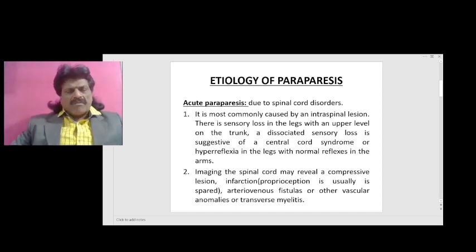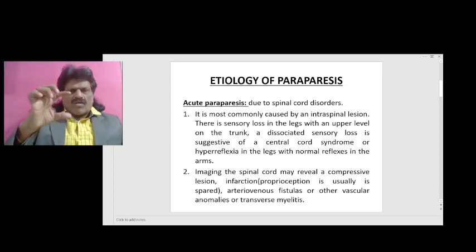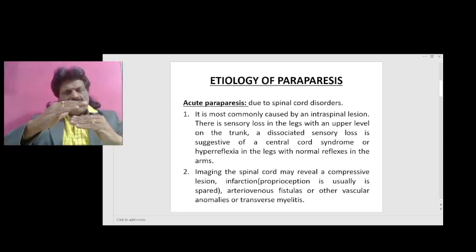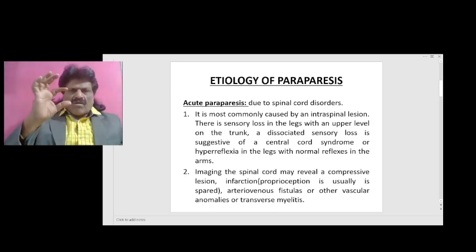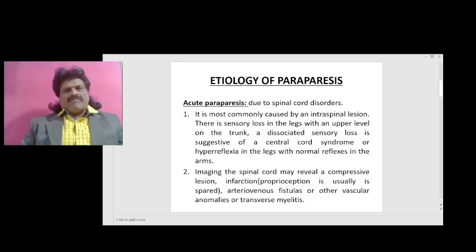So, paraparesis developing suddenly. Acute paraparesis is usually due to spinal cord disorders. It is most commonly caused by an intraspinal lesion. There is a sensory loss in the legs with an upper level on the trunk. A dissociated sensory loss is suggestive of a central cord syndrome because the spinothalamic tract fibers cross and then ascend. So a central cord lesion will affect the crossing spinothalamic tract fibers. So there will be loss of pain and temperature but presence of touch, position, joint and vibration sense. Or there could be hyperreflexia in the legs with normal reflexes in the arms.